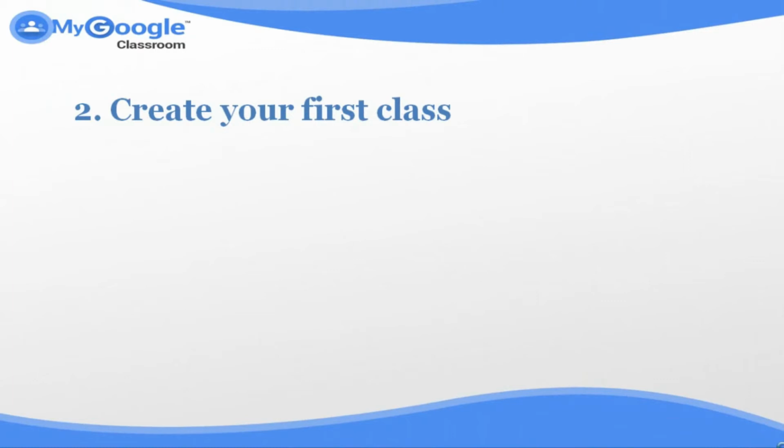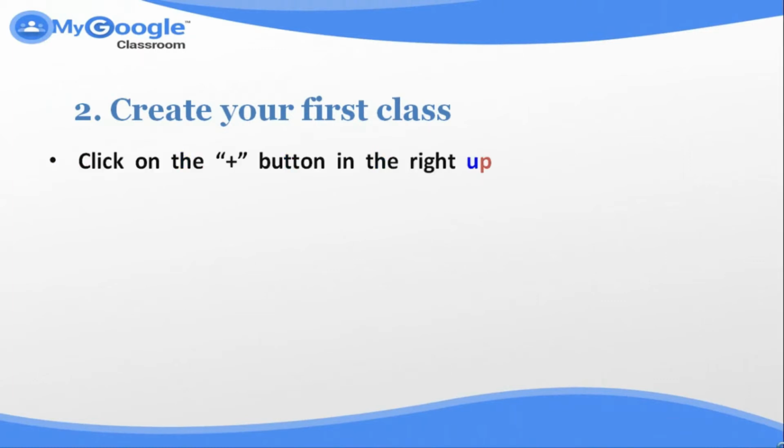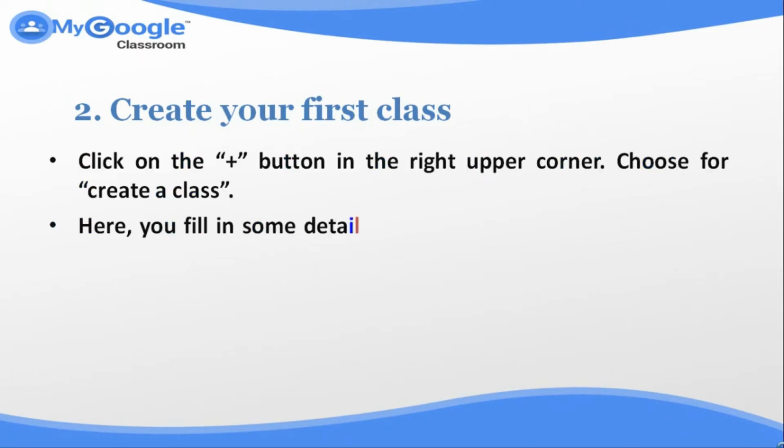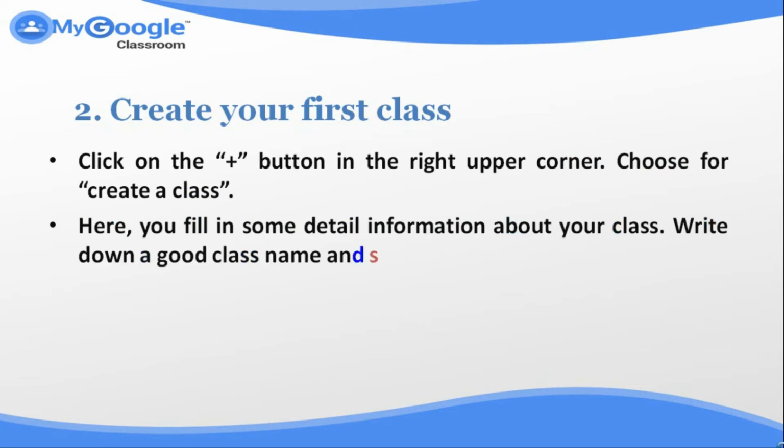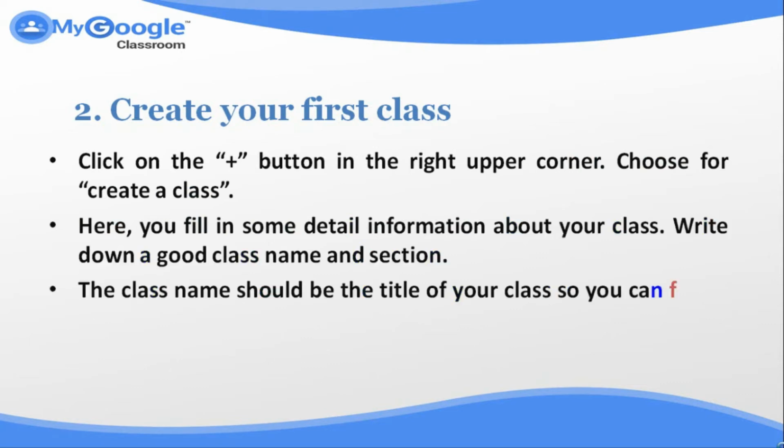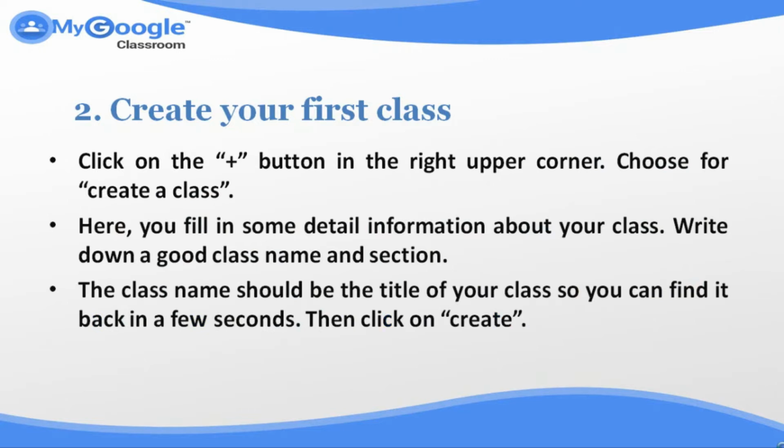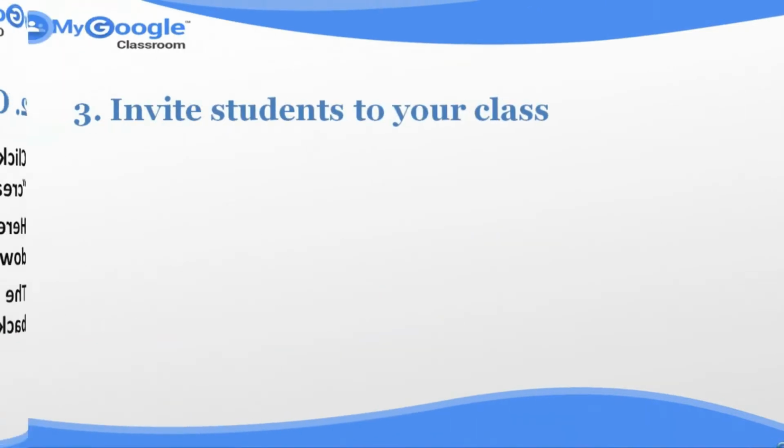Number 2. Create your first class. Click on the plus button in the right upper corner. Choose Create a Class. Here you find some detailed information about your class. Write down a good class name and section. The class name should be the title of your class so you can find it back in a few seconds. Then click on Create.